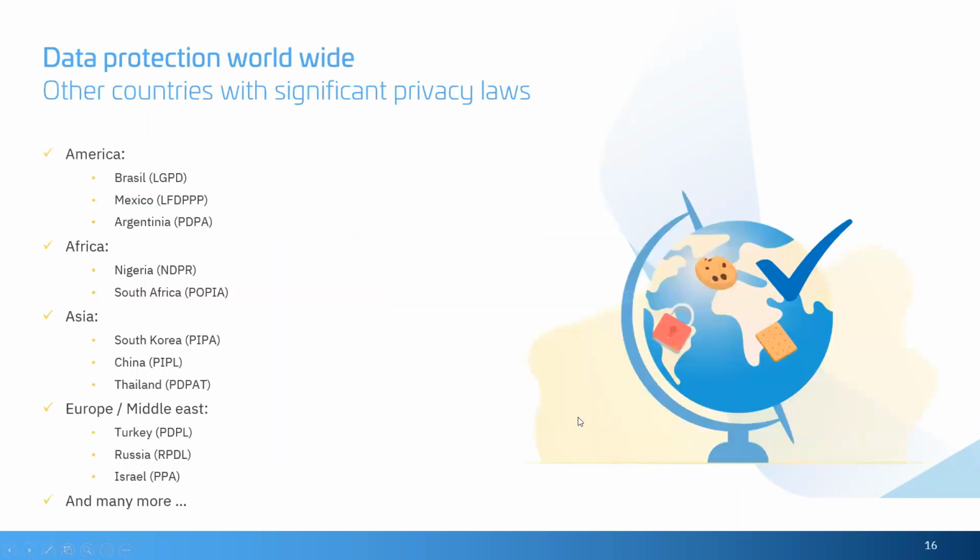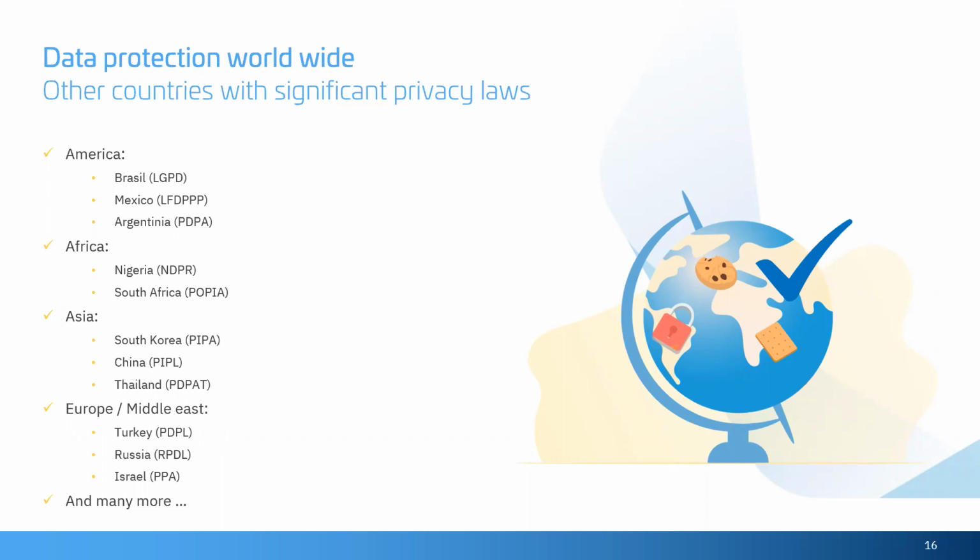A bit more global view. In the Americas, you have Brazil with a similar law, Mexico, Argentina. In Africa, several countries, Nigeria, South Africa, so those are the bigger ones. Asia is South Korea, China, Thailand. I think Japan is also missing on the list. They also have laws on data protection. Middle East: Turkey, Russia, Israel. So there are a lot of countries that already have data protection laws in place or are currently developing them.